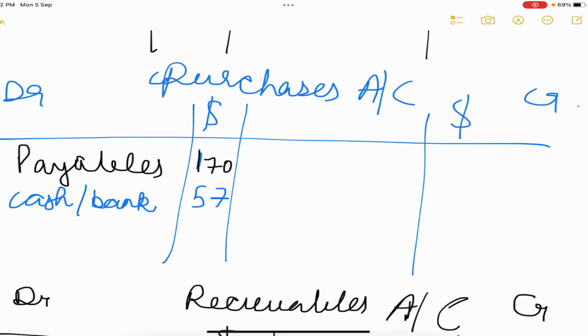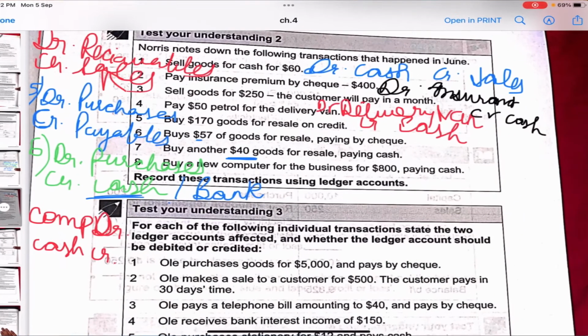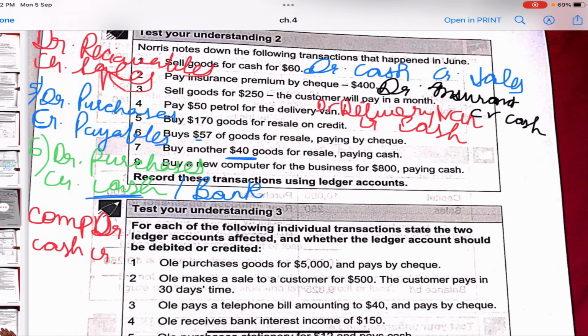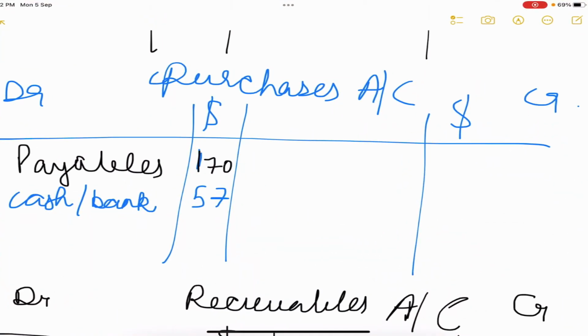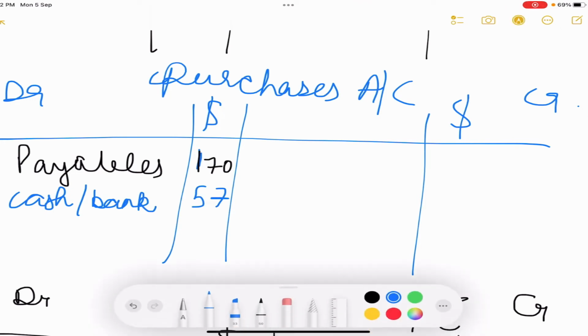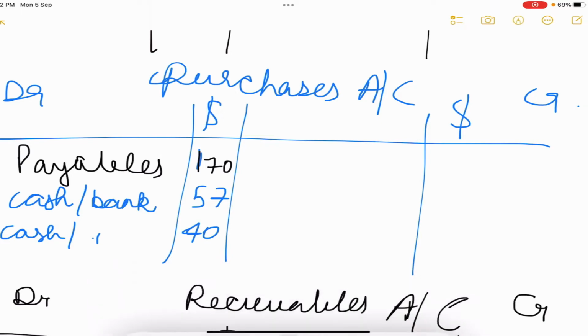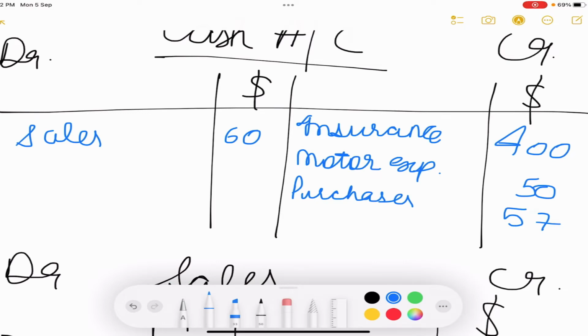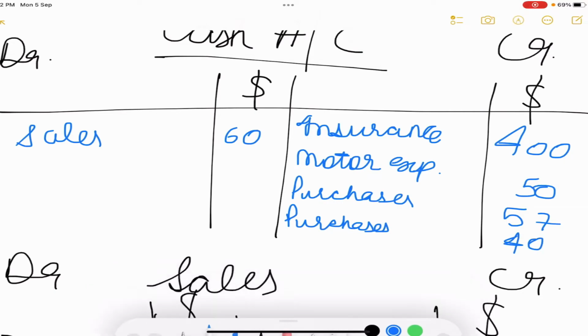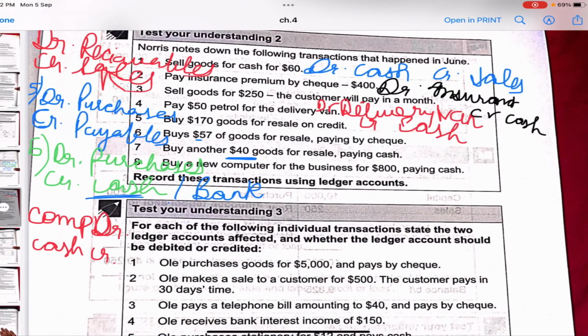Anyway, what is after this? Buys another $40 goods for resale, paying cash. So you're paying for resale by cash. So once again, let's go to the purchases account, and we have to write cash or bank, the same thing, and the amount is 40. Now we go to the cash account, and we have purchases again, and this time what's the amount? It's 40, right? So it is 40. Now let's see the last entry.